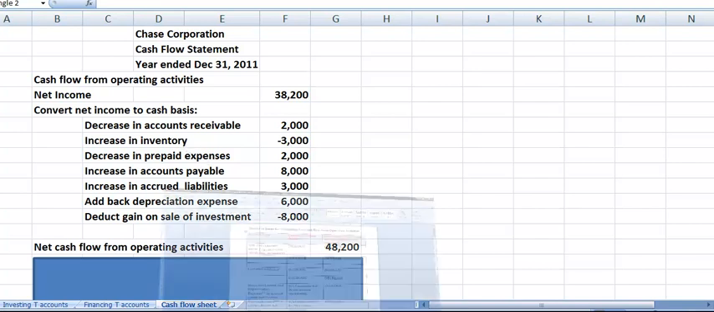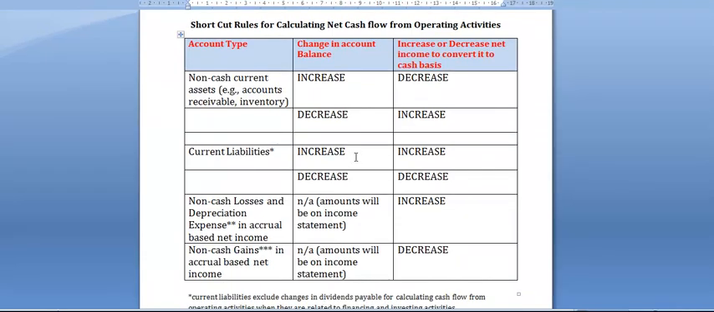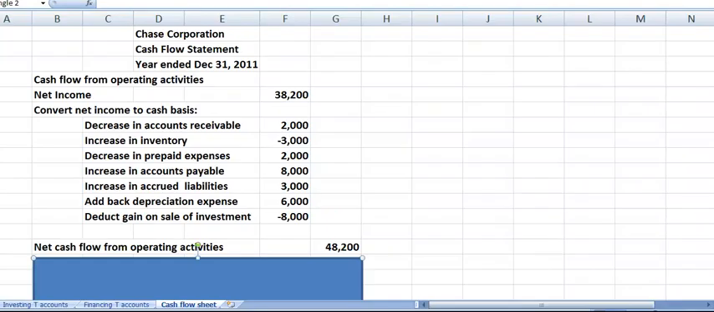You may remember some of our shortcut rules. We said that when we had changes in non-cash current assets like accounts receivable and inventory, when the account balance increased, we would decrease our net income to convert it to the cash basis. The opposite is true. When the change in our non-cash current asset account is a decrease, then we're going to increase our net income to convert it to the cash basis. So you can see we're just doing the opposite here.